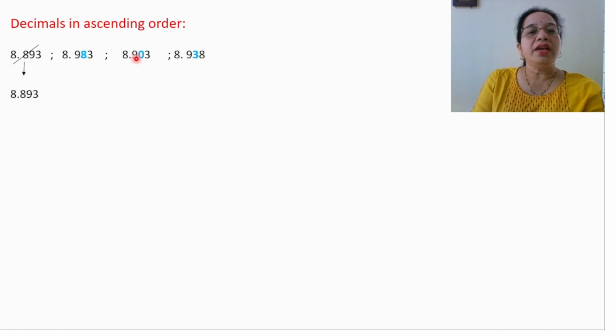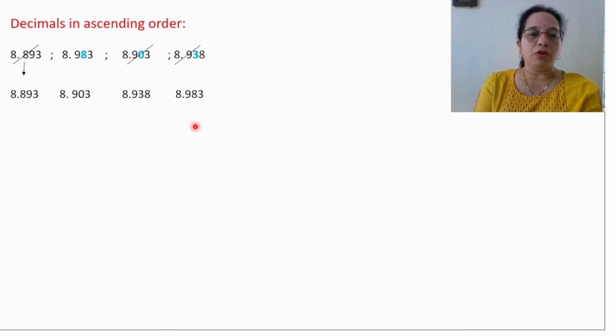So 9, this is same. We will go for the hundreds place digit, 8, 0 and 9. So which one is smaller? 8.903 is smaller. Just cross out. Now again we will compare this 8 and 3. So 3 is smaller. So write down this, cross out this, and the last one is left, 8.983. This is the easiest method to arrange in ascending order.